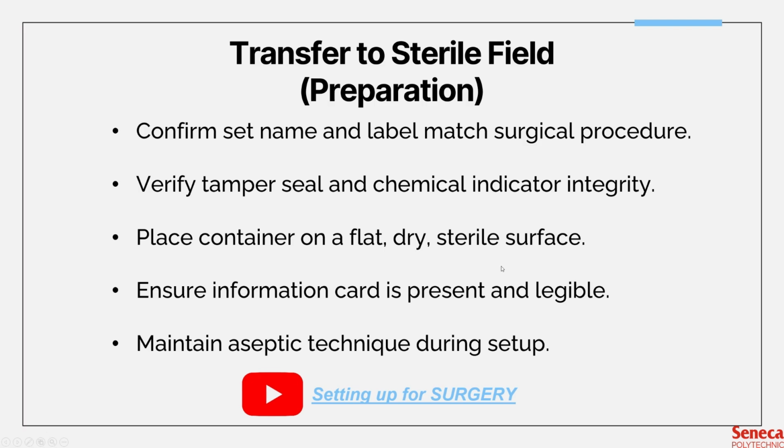So, transfer to sterile field. Before the case, confirm that the set name and label match the surgical procedure listed. With that said, if you were in the issuing or distribution role, you would have to follow surgeon preference cards and build the case cards as needed. You have to visually check that the tamper seal and external chemical indicators are intact.